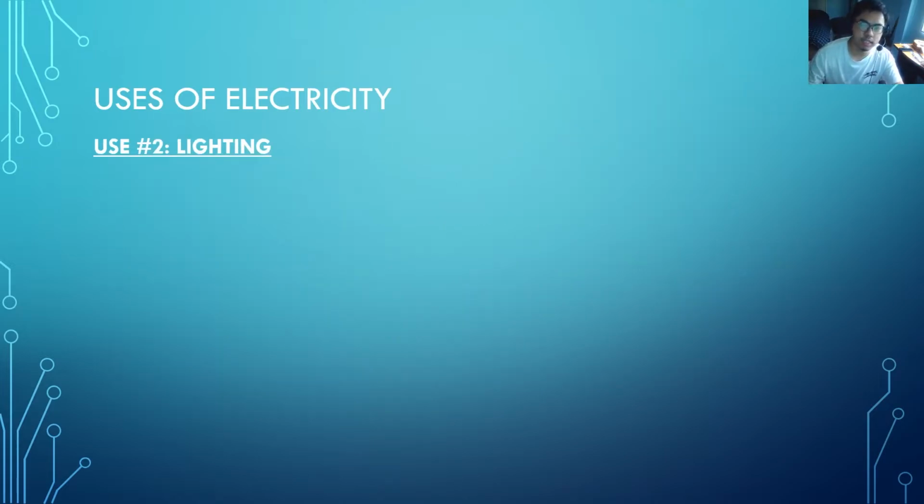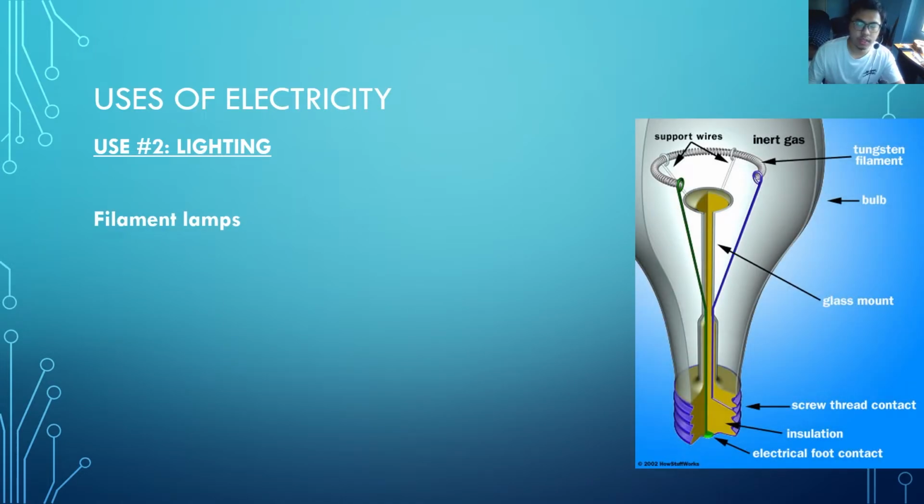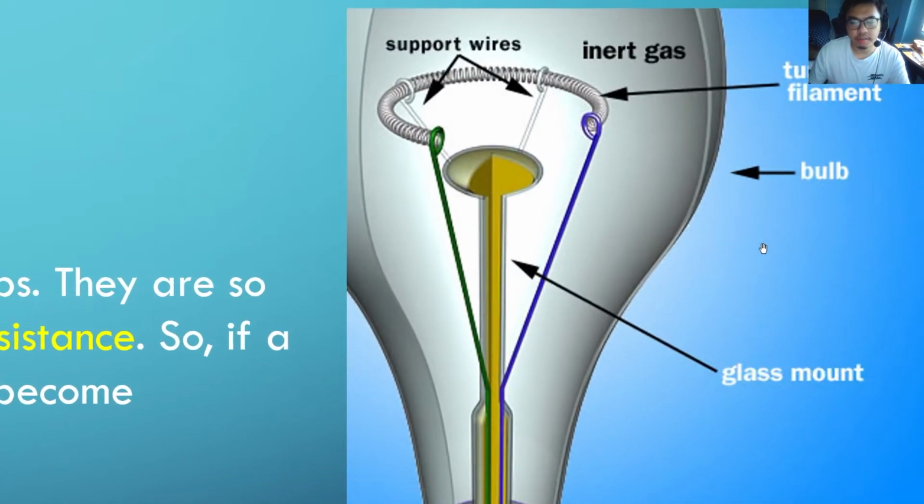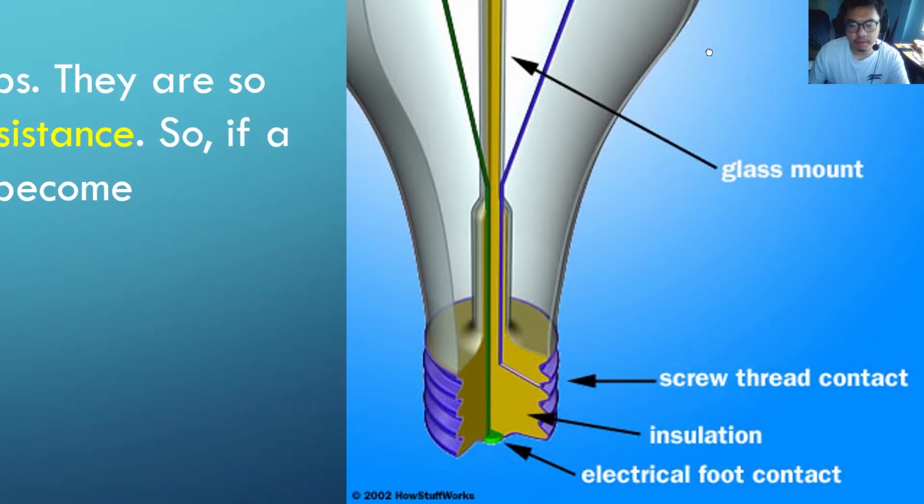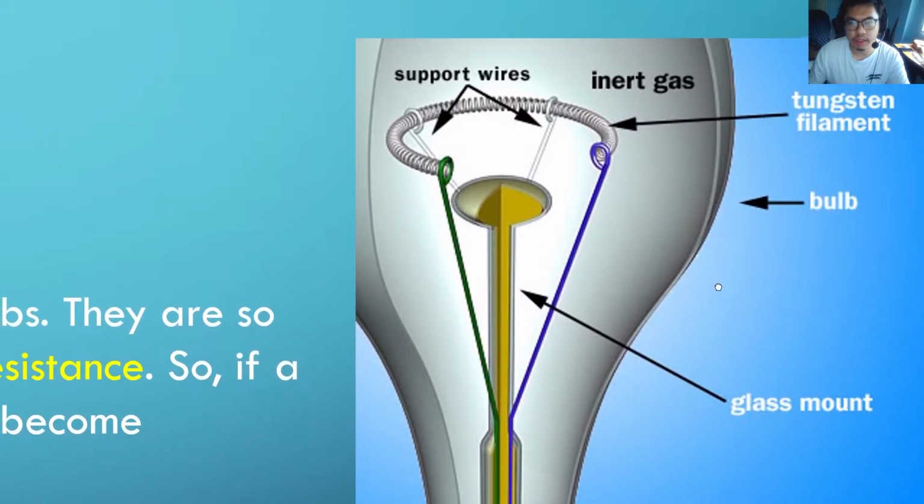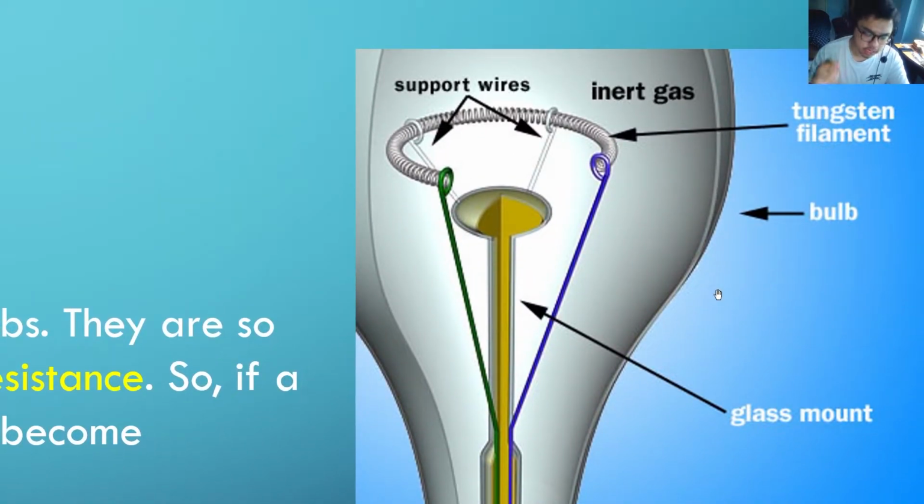Now we're going to talk about the second use of electricity, which is lighting. When we're talking about lighting, the number one electrical appliance that we use to light up our house or our shops or any buildings is the filament lamp. So let's look at how the filament lamp is designed and how it works. The filament lamp is made up of a lot of different parts, but the most important part that we will talk about is the filament itself.